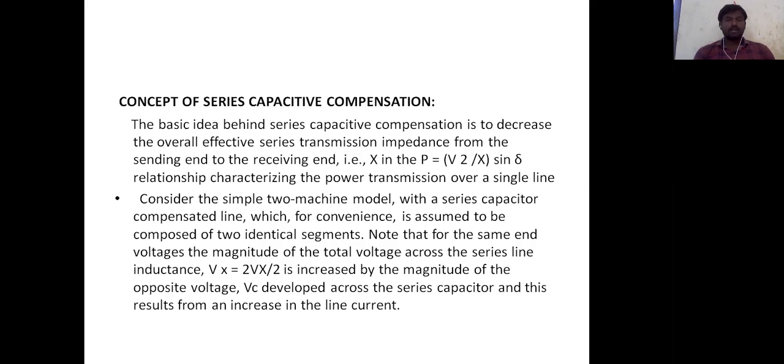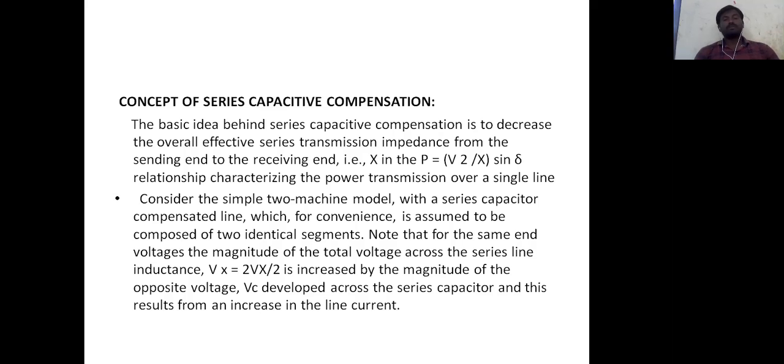The basic idea behind series capacitive compensation is to decrease the overall effective series transmission line impedance from the sending end to the receiving end. X is the reactance. So P equals V squared by X into sin delta, where V is the receiving end voltage. This relationship characterizes the power transmission over a single line.